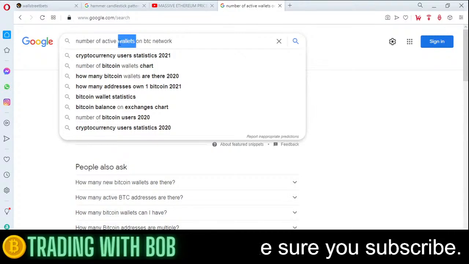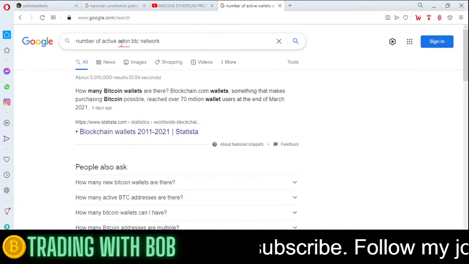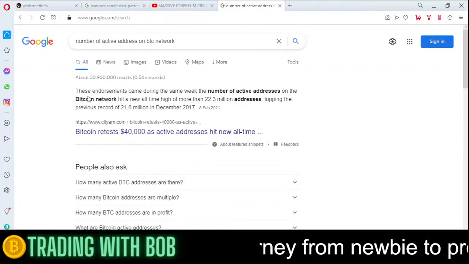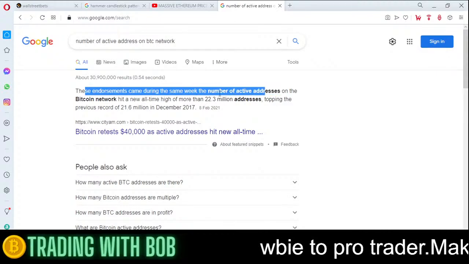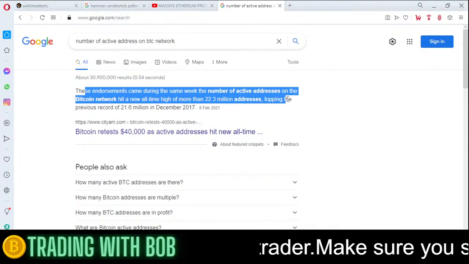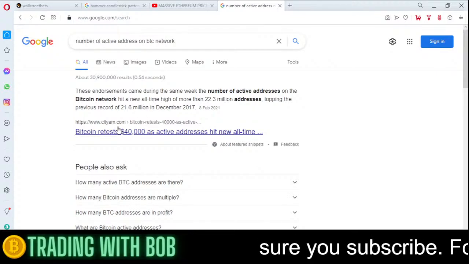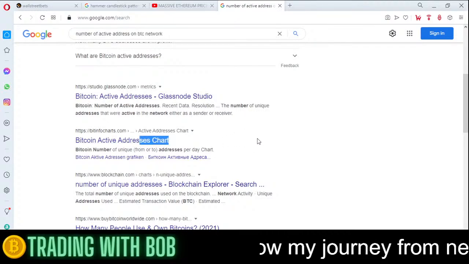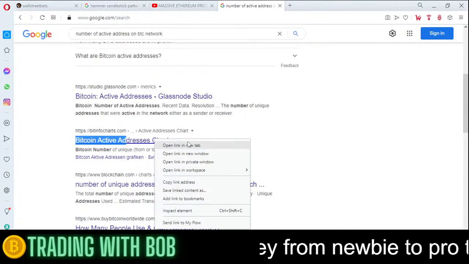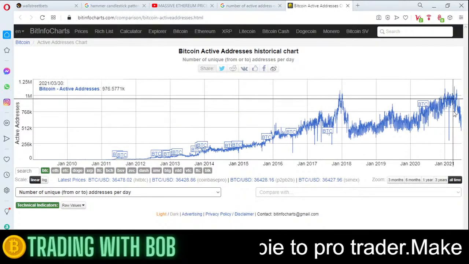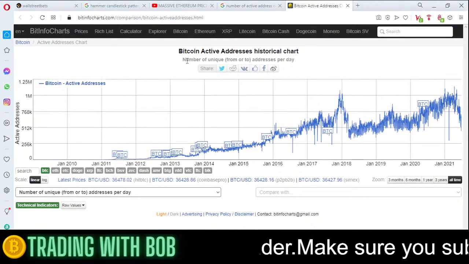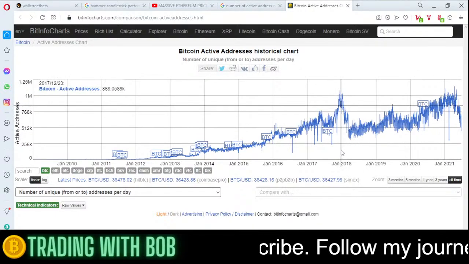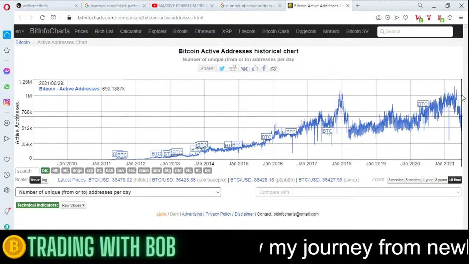Number of active addresses on Bitcoin. We need to look for a chart that tells us this. Bitcoin active addresses chart. Yeah, there we go. Let's open this up in a new link. There we go. How do we know this is active though? That's the thing. Number of unique addresses per day. So yeah, 2018. There you go. So you're telling me it's the same amount?